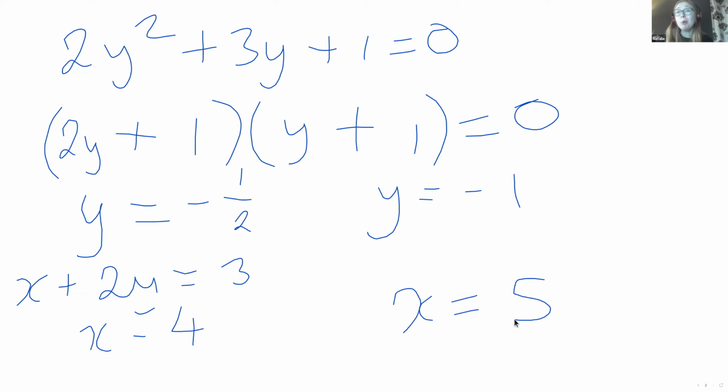And that's it. I told you it was going to be quick. That is a quick recap of how to solve quadratic simultaneous equations. Now on to my favourite thing of all, inequalities.